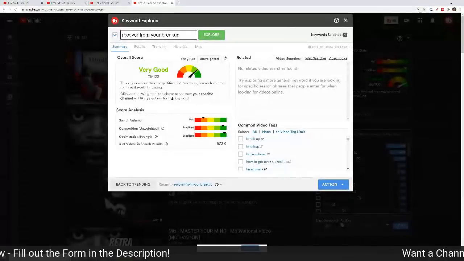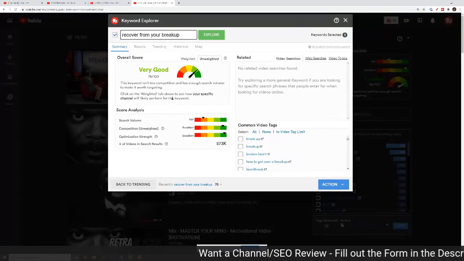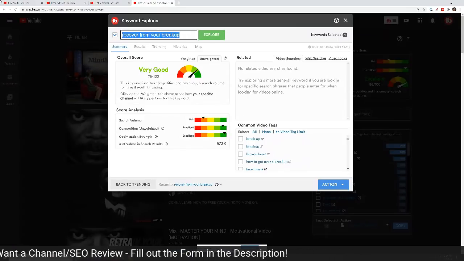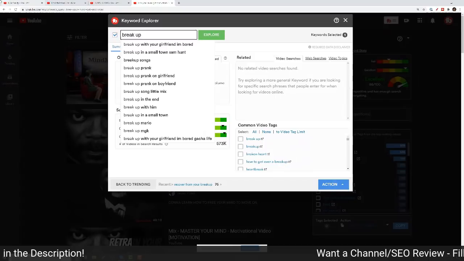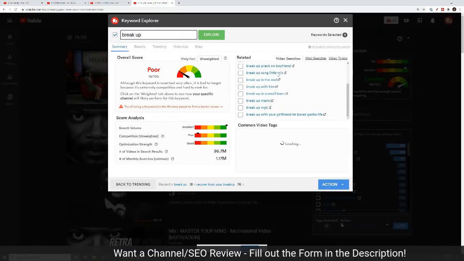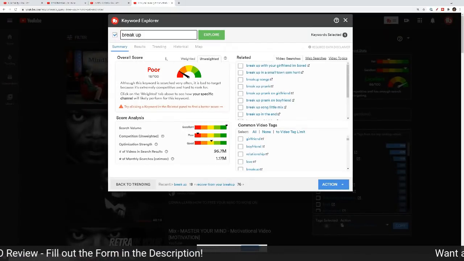Let's switch it over here. It's pretty low in the search volume. That's not saying that that's not what people are looking for, but let's look up breakup, which is the root word, right? So if we look up breakup, we can see people are looking for some songs. They're looking for a lot of music. You can thank Ariana Grande for that one.